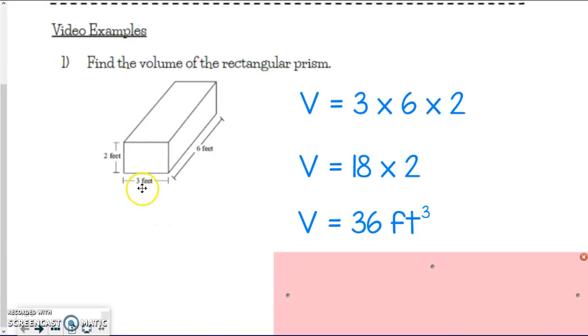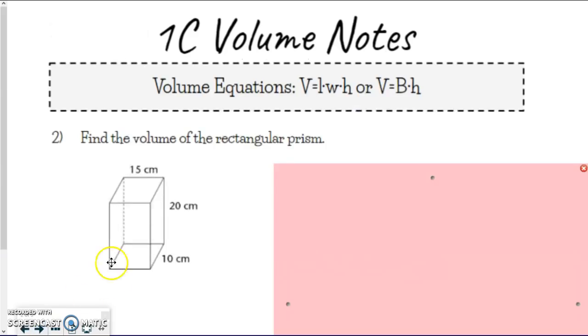And because it's feet and we're talking about volume, it's going to be feet cubed. So we put that little 3 there because there were 3 measurements we were multiplying together. So feet cubed. So the volume for this shape is 36 feet cubed. Okay. If you get confused along the way, feel free to pause, rewind, go back and look at something, but let's go on to problem 2.